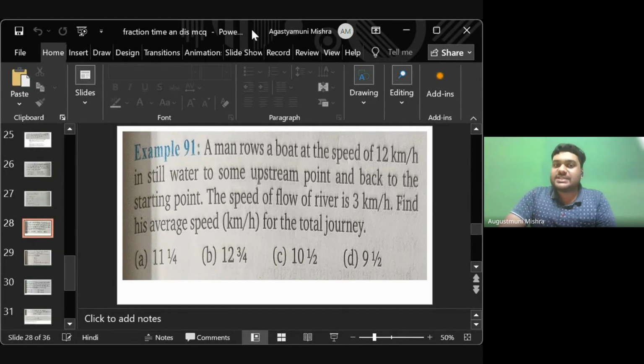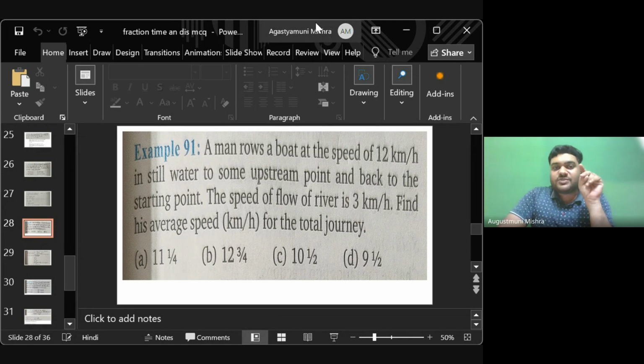Here the situation is different. For example, the man rows a boat at a speed of 12 kilometers. The formula depends on the situation, ma'am. So here the speed when he is rowing that boat is 12 kilometers per hour in still water. But again, he wants to go back, which means upstream will go in the minus, and we'll explain that also. And back to the starting point, the speed of flow of the river is 3 kilometers per hour.